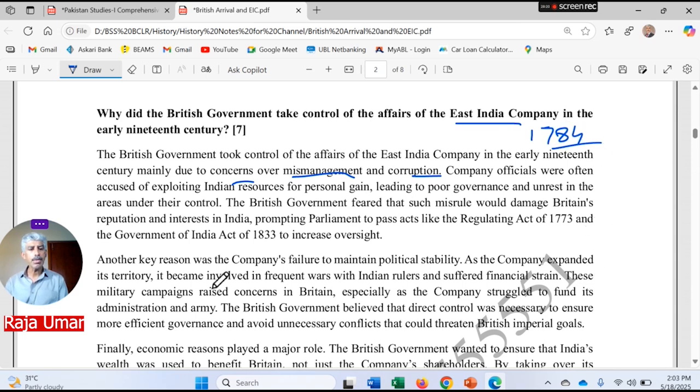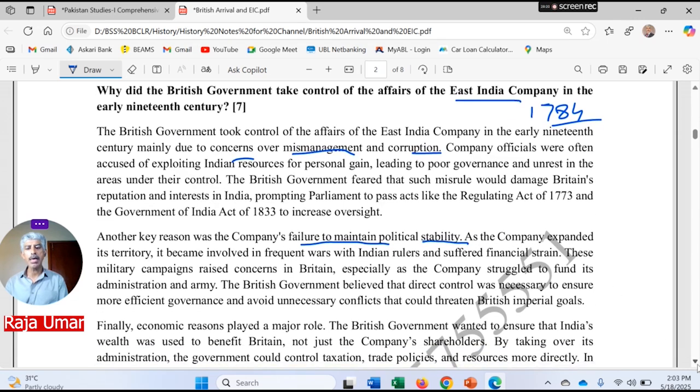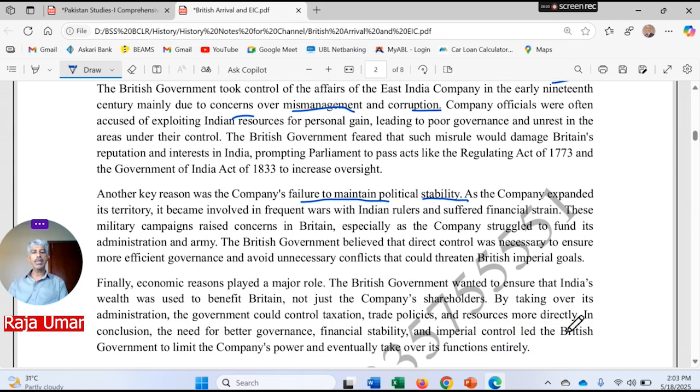So, second reason, that another reason was the company's failure to maintain political stability in the subcontinent, as there were many rebellions and there were many a greater chaos in the subcontinent. So, East India Company was unable to keep the things calm.